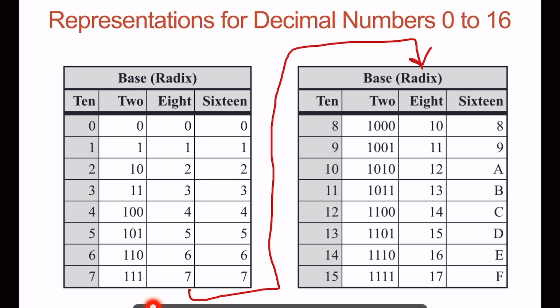Similarly, hexadecimal, radix 16, goes 0, 1, 2, 3, 4, 5, 6, 7, 8, 9, and then A, which is 10, B, 11, C, 12, D, 13, E, 14, F, 15. The next number then would be 1, 0.